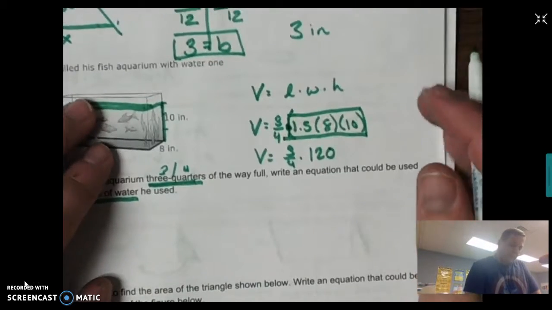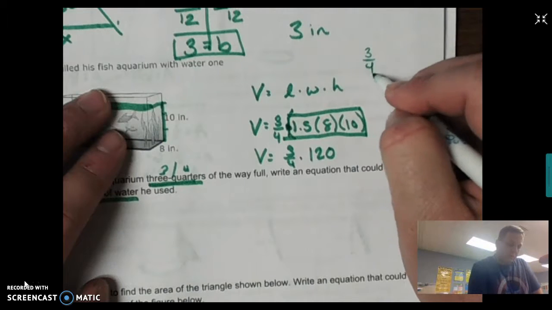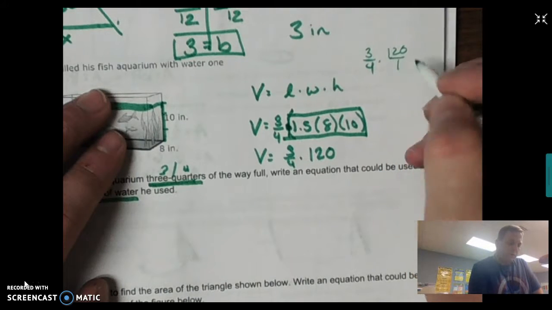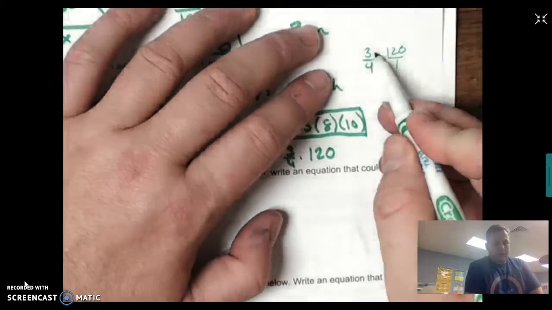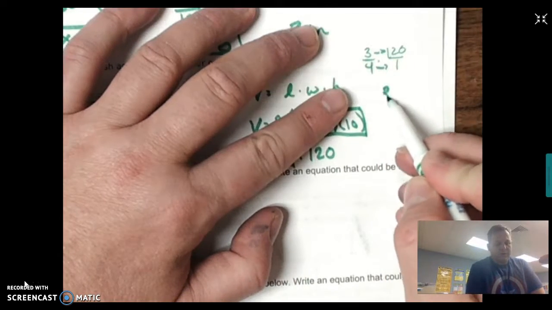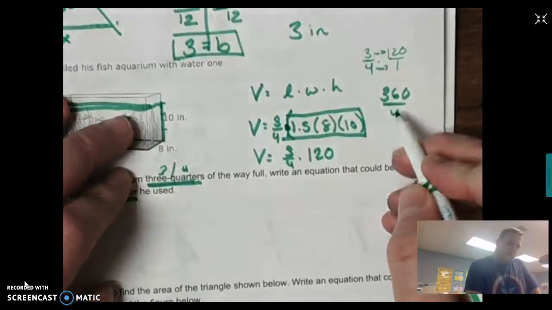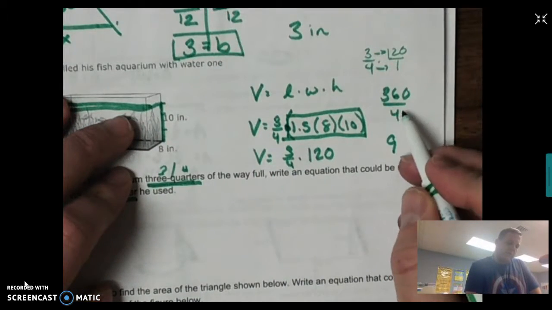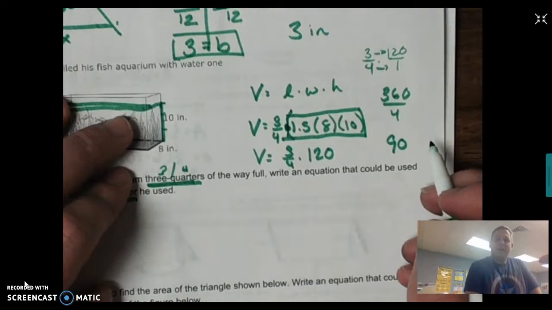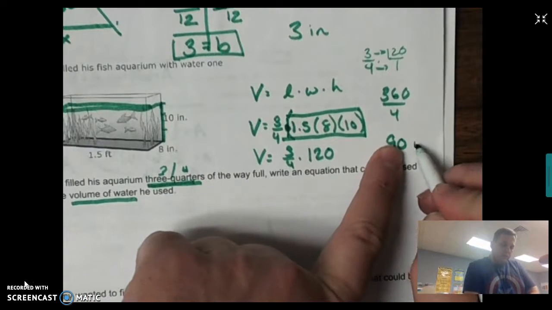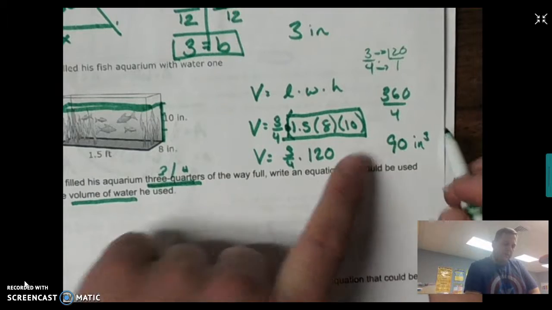Let's bring this up here where we have some room. 3/4 times 120. Put 120 over 1. As always, multiply straight across. I get 360 over 4. I'm going to divide. So 4 goes into 36 9 times. 4 goes into 0 0 times. I have 90 cubic inches.